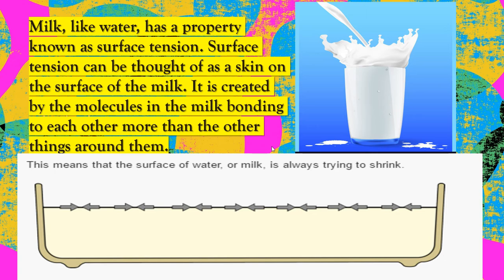It is created by the molecules in the milk bonding to each other more than the other things around them. So if I take a look at this diagram, because yes, you know I got to have a visual. This would be like the skin, like you have a skin on your body. So if I had a glass of milk and I have it overpoured like surface tension, that would be considered like the skin of that milk because that is the surface.